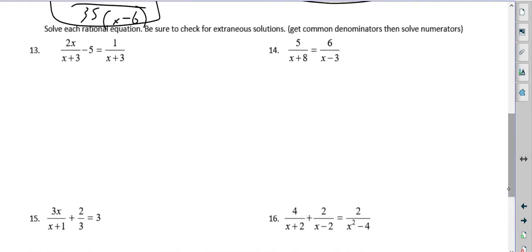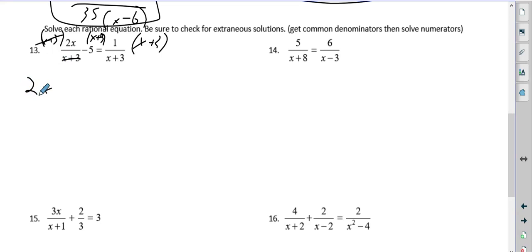All right, solve each rational expression. We don't want to have any denominators, okay? So what we're going to do is say, what is the common denominator? It's x plus 3, okay? And we're going to multiply everything times x plus 3. So x plus 3 times this first fraction, x plus 3 times the negative 5, and x plus 3 over here. What happens is the x plus 3 cancels here, leaving you just 2x.